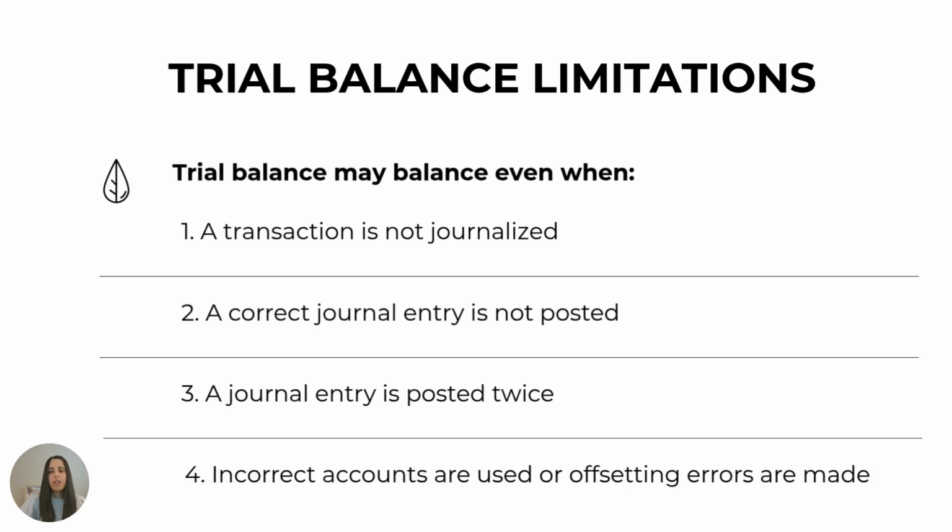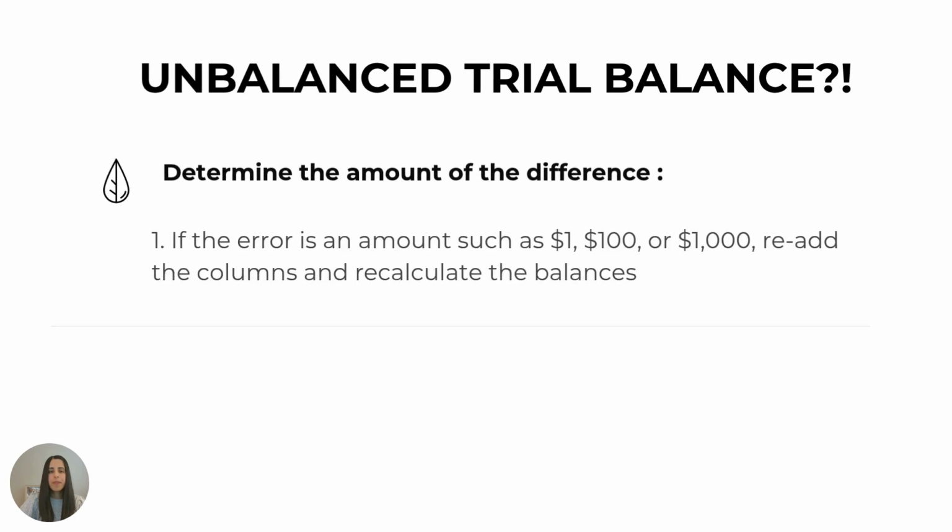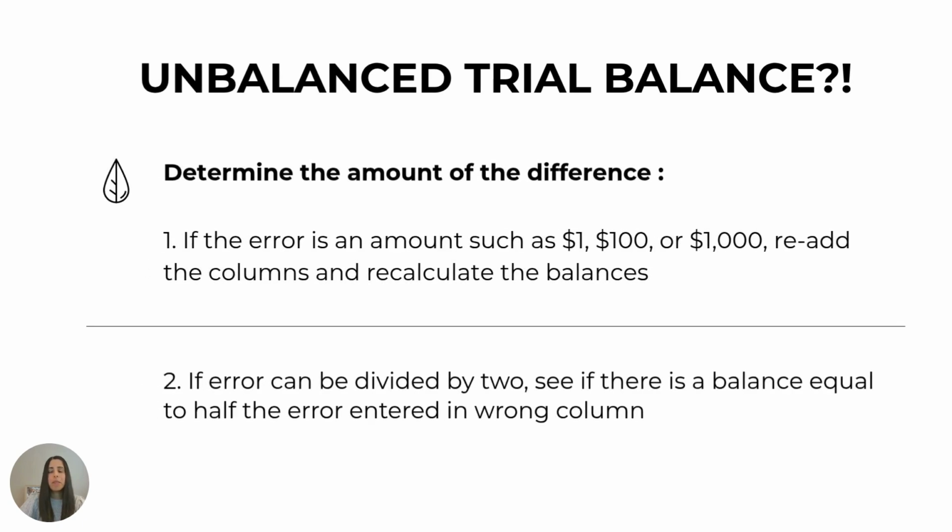So there are limitations to a trial balance. Even though the trial balance balances, it doesn't necessarily mean that all the numbers in there are correct. It's possible that we missed a transaction, so that transaction has never been journalized. It's possible a correct journal entry was not posted, or that we posted a journal entry twice, or we used incorrect accounts when we made the journal entry, or offsetting errors were made, and so they mask incorrect balances in the accounts. However, if the trial balance doesn't balance, then we're definitely wrong, and we need to investigate what could be the cause of the error.